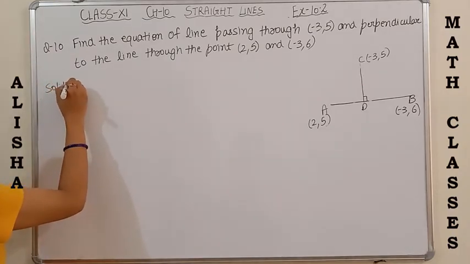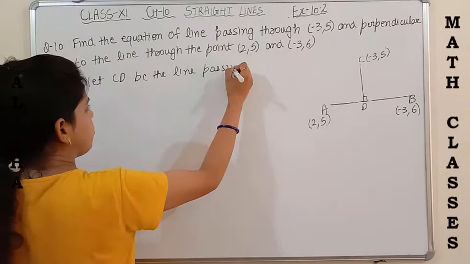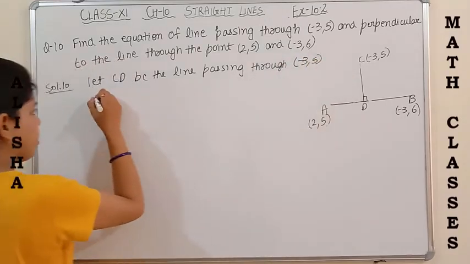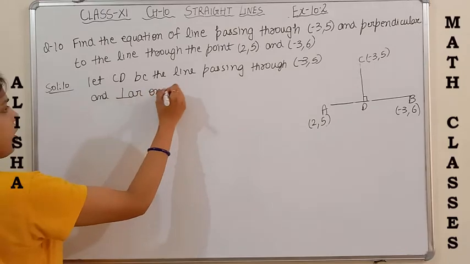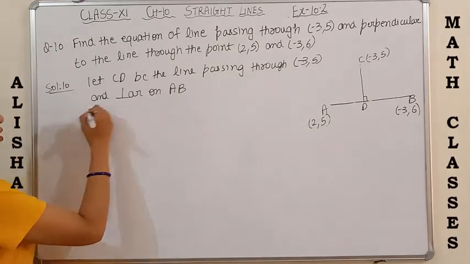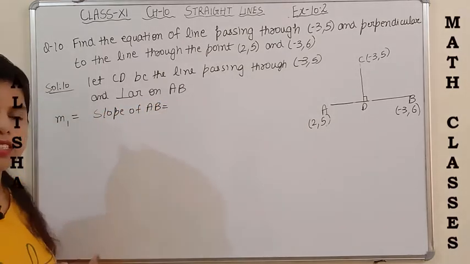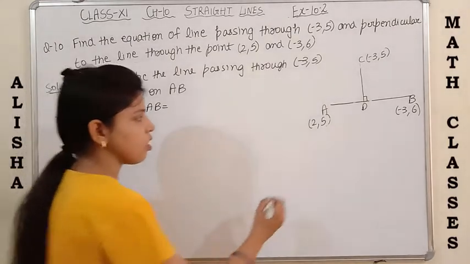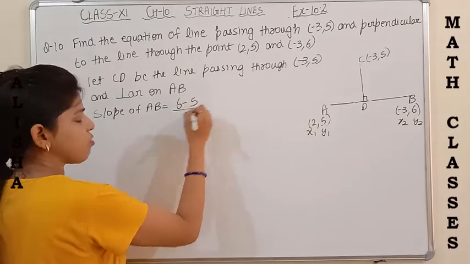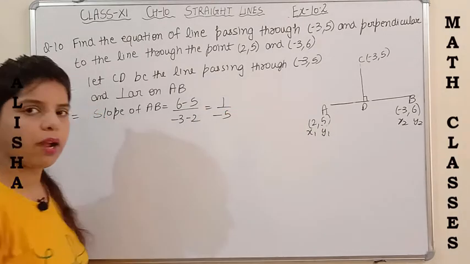First of all, we will write down: let CD be the line passing through this point minus 3, 5 and perpendicular to AB, which is passing through two points A, 2, 5 and B, minus 3, 6. Now let us suppose M1 is the slope of line AB. You know that the slope of a line is given by the formula y2 minus y1 upon x2 minus x1. Here this is x1, y1 and this is x2, y2. So apply the formula directly: 6 minus 5, that is y2 minus y1, upon x2 minus x1, that means minus 3 minus 2. So the slope is going to be 1 upon minus 5.